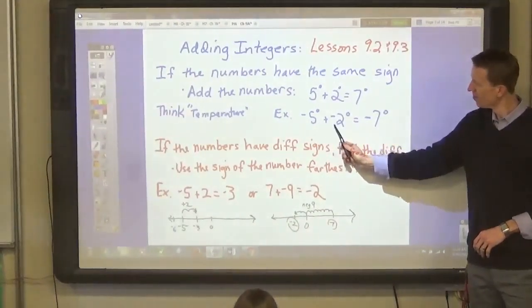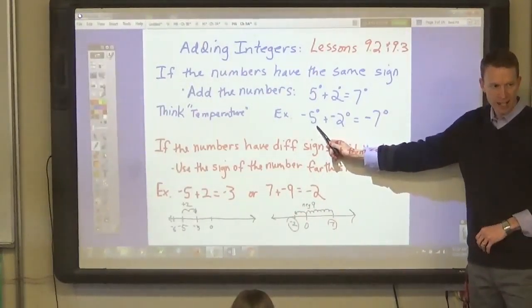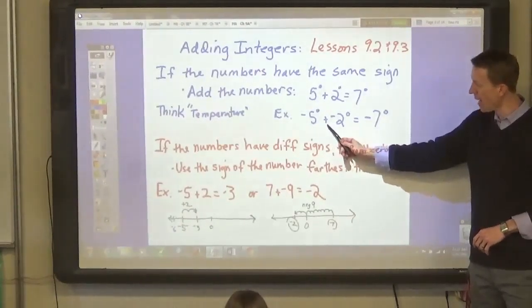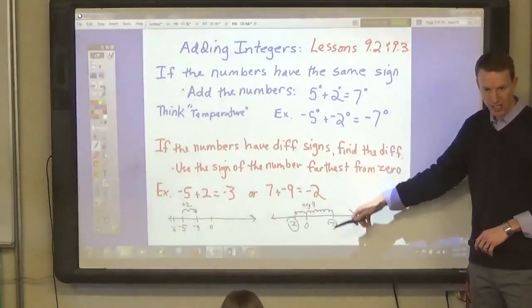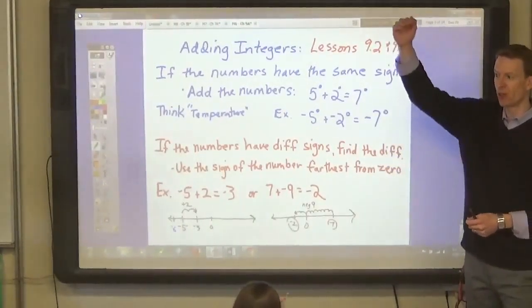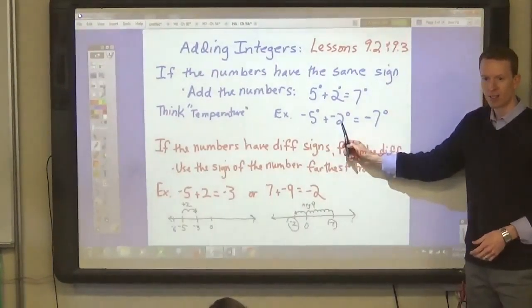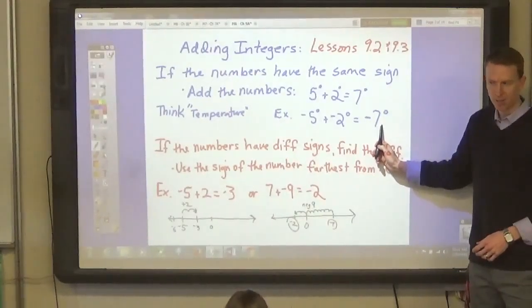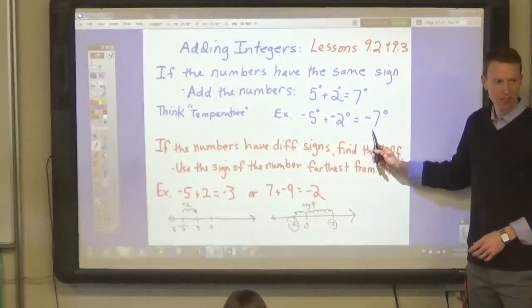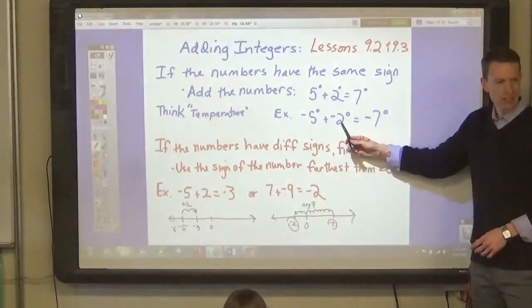Negative 5 degrees plus negative 2 degrees equals negative 7 degrees. Yeah, negative 5 degrees, so if it's negative 5 degrees outside, and you add negative 2 degrees, meaning that the temperature drops 2 degrees. We're not adding positive 2 degrees, we're adding negative 2 degrees. And if you add 2 negatives, the answer is more negative. Okay? Does that make sense? Does everybody, Emily, listen. Does that make sense? Yeah.